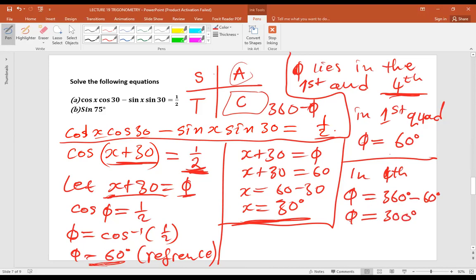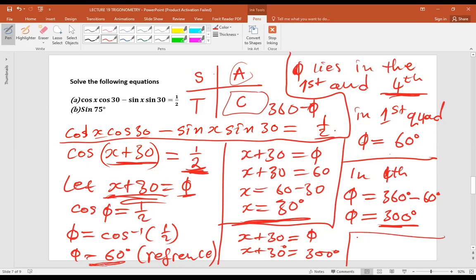We have not been asked to find phi. We are finding x. So how do we find x? We know that x plus 30 is equal to phi. So where there is phi, I'm going to put 300. So x plus 30 is equal to 300 degrees. To find x, I'm going to take 30 to the other side of the equal sign, and it will be x is equal to 300 degrees minus 30. So the value of x becomes 270 degrees.